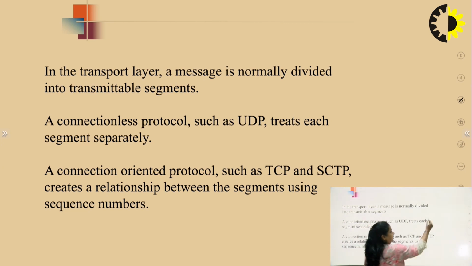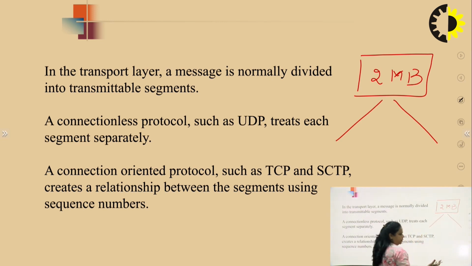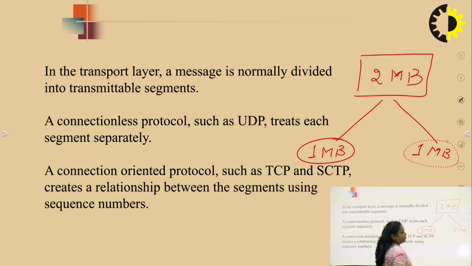Suppose, for example, I have a packet of 2 MB and it is difficult to transmit that packet, so we can divide it into 1 MB packets. This is called segmentation. We have to divide the packets, right? When I am using a connectionless protocol, as I have already told you, UDP is a connectionless protocol, in which we treat each and every segment as a single, independent message. So they travel independently.